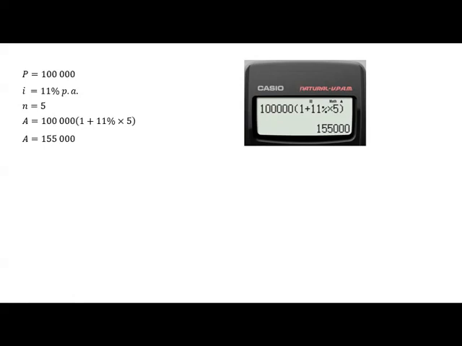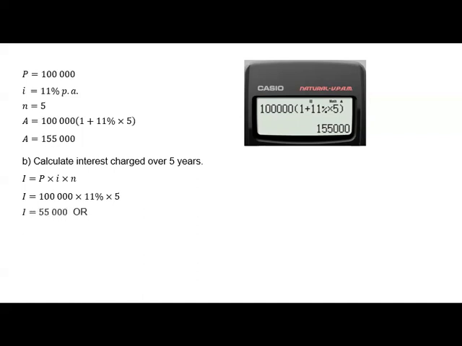Okay. And B wants us to calculate interest charged over 5 years. You can use this formula where P will be substituted with 100,000, i will be substituted with 11%, and n will be substituted with 5. And that'll give you 55,000. Or you can use this formula where your interest amount will be your accumulated amount minus your principal. So your accumulated amount of the loan over 5 years was 155,000 and the principal was 100,000. The difference between the two will be 55,000 Rand.